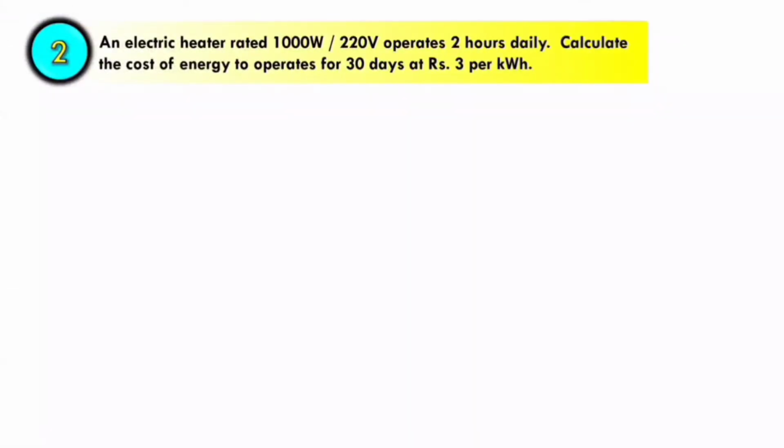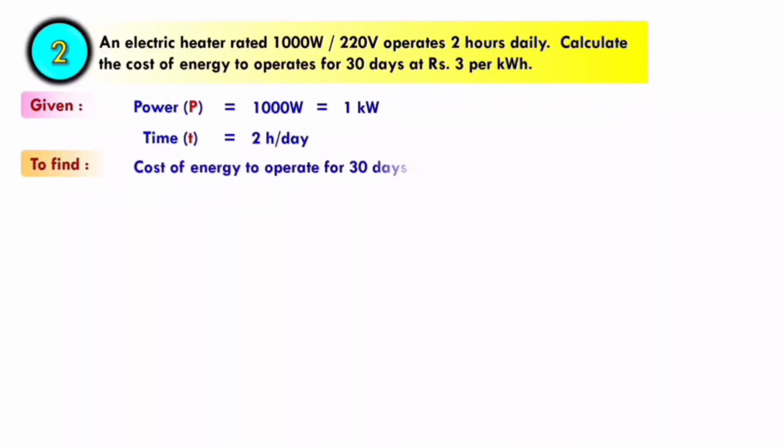Now question number 2. An electric heater rated 1000 watt and a potential difference 220 volt operates 2 hours daily. Calculate the cost of energy to operate for 30 days at rupees 3 per kilowatt hour. Write the given values. Power P equals 1000 watt. Now convert it into kilowatt. We know that 1000 watt equals 1 kilowatt. Time T equals 2 hours per day, which is already in hours, so we don't have to convert it into seconds. We have to find the cost of energy to operate for 30 days.